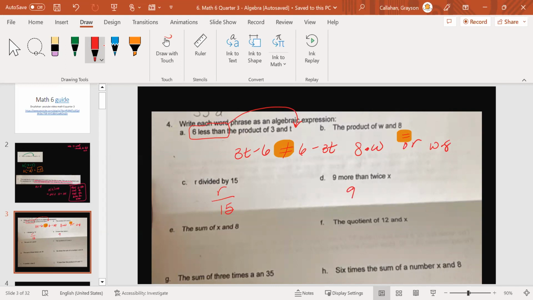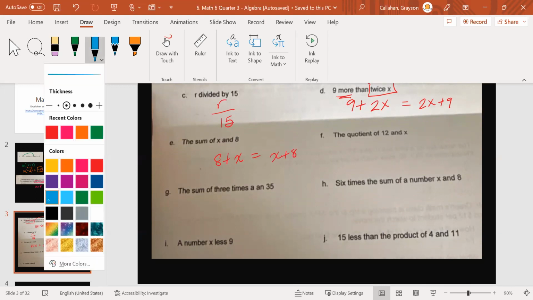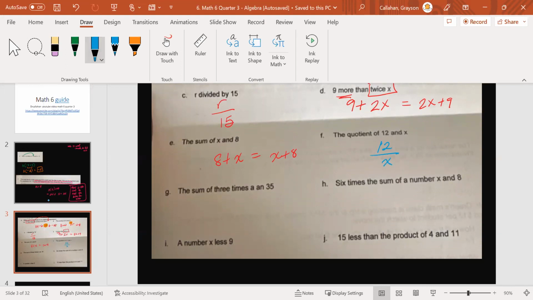Times... More than does not mean times. 2X. What's another way of writing this? There's no subtraction, so you can write it back and forth. Do you see that? Okay, E. Or, okay, F. Is that the same thing as X divided by 12?